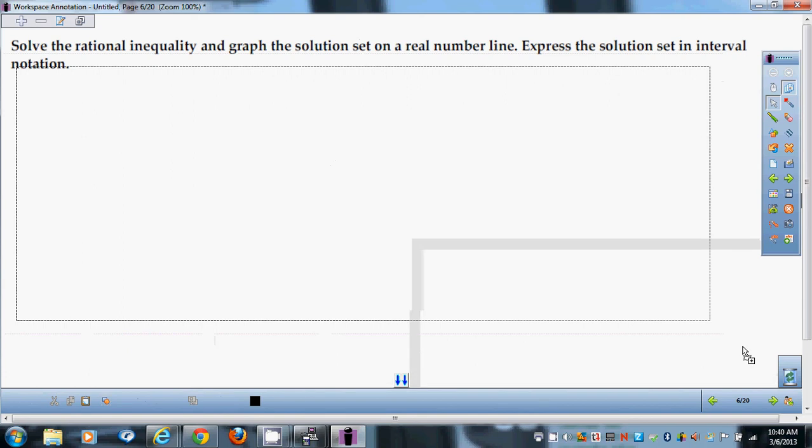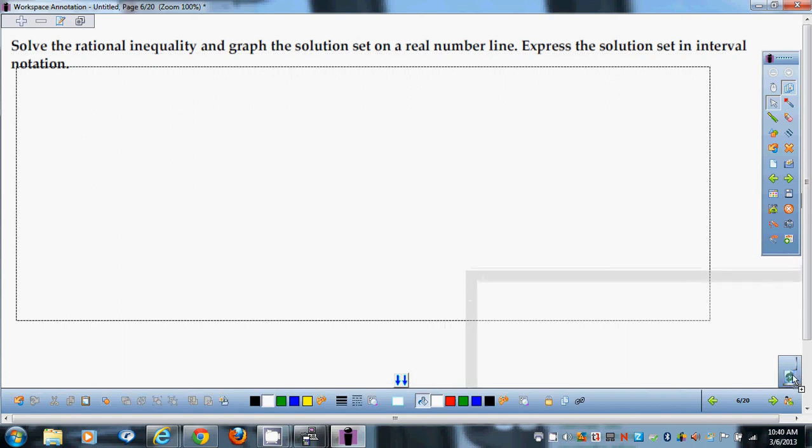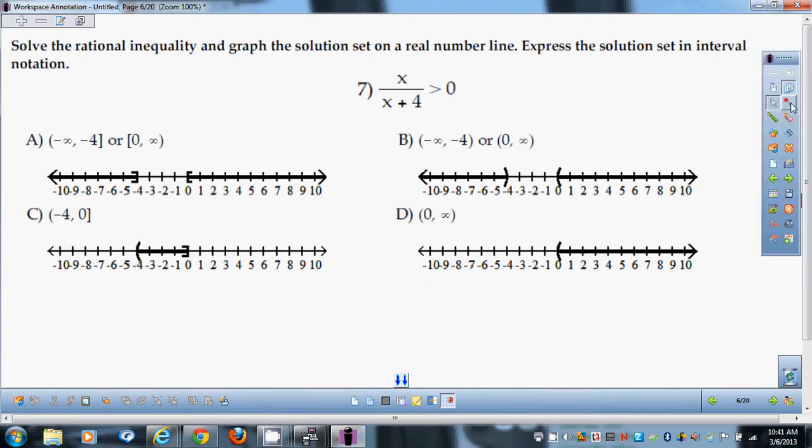So, now there are glaring hints about what numbers to use in the answers. But what numbers am I going to need to check? 0 and -4. This kind of problem is like the only one where you have to find the zeros at the top and the bottom.